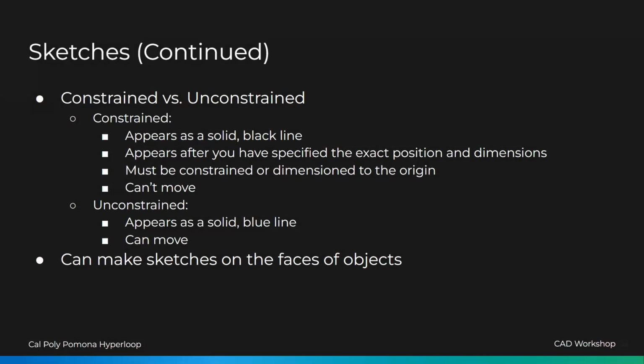Constrained versus unconstrained geometry. We'll talk about this again when we get to the modeling. But a constrained geometry is always going to appear as a solid black line. That appears when you have specified the exact position and exact dimensions. So it has to be constrained or dimensioned in relationship to the origin point, which I'll show you. And you have to have dimensioned it exactly. And that's usually the best type.